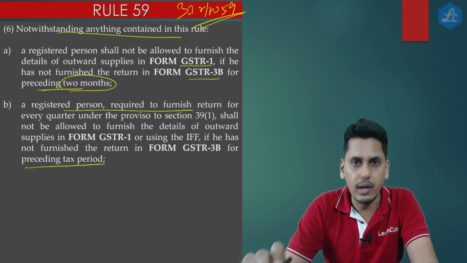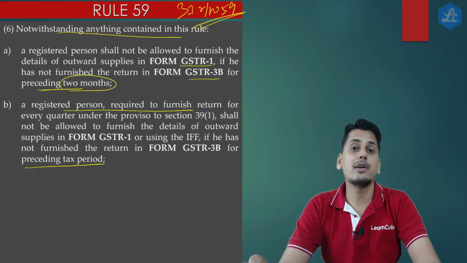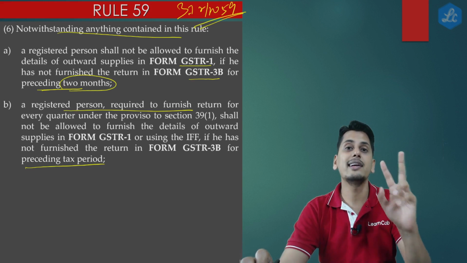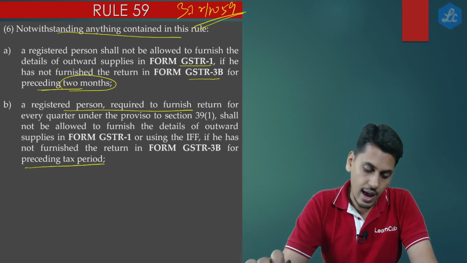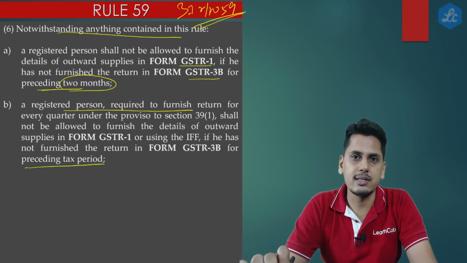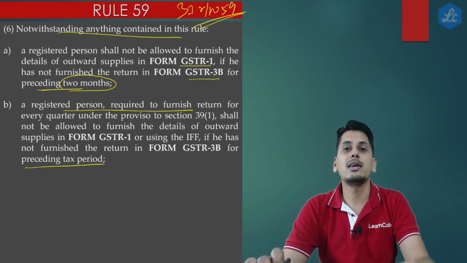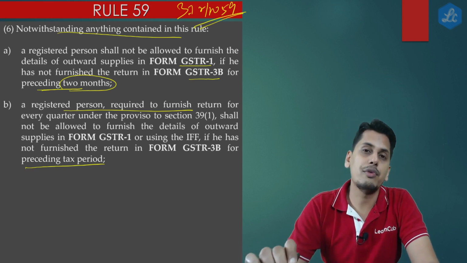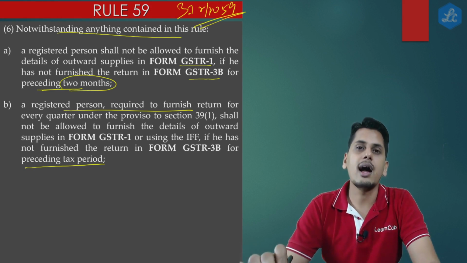It is the quarter. So friends, as regards a monthly filer, if he has not filed 3B for the preceding 2 months, he will not be allowed to file GSTR1. As regards a quarterly filer, if he has not filed his GSTR3B for the preceding 1 quarter, he will not be in a position to file GSTR1, furnish invoices or file IFF.